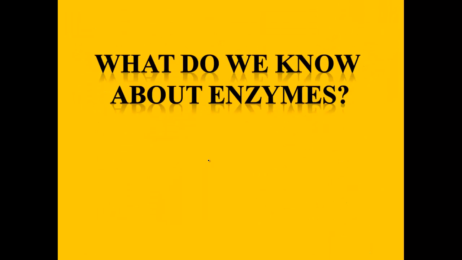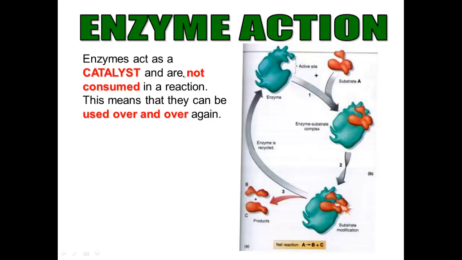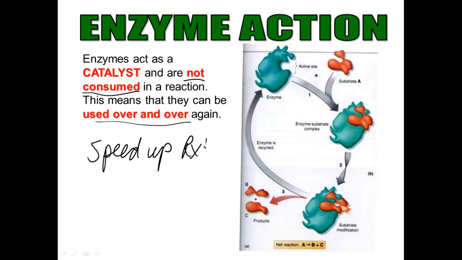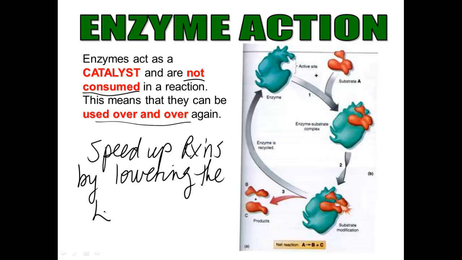So what do we know about enzymes so far? We know that enzymes act as a catalyst. They're not consumed or used up in a reaction. They can be used over and over again, so you don't need very much of an enzyme to make a reaction go. And they speed up reactions, you'll remember, by lowering the energy of activation, lowering that hill so reactions don't need as much energy to start.